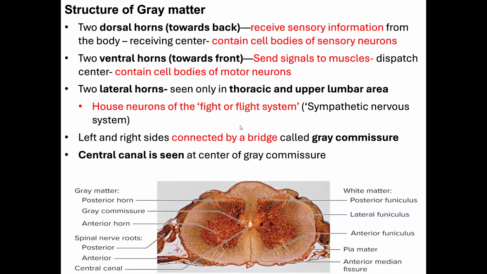I told you there are two lateral horns. They are associated with the fight and flight response or the sympathetic response, right? If you're in danger, what happens? You're in the fight and flight mode, sympathetic mode. Your heart rate goes up, your breathing starts increasing. All these things happen because there's a sympathetic response. And I told you these three horns are on either side, on the left side and right side, but there's a connection in the middle that is called the gray commissure. And in the middle of the gray commissure, there's a canal, and that's called the central canal.